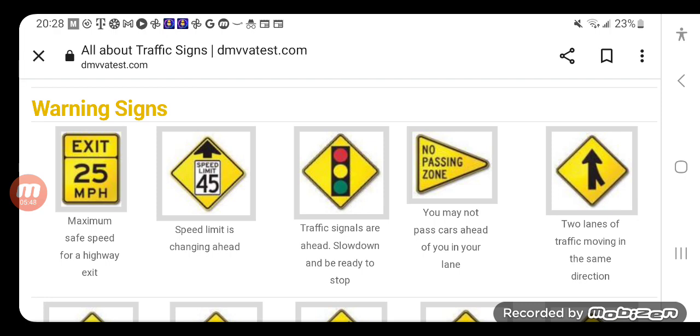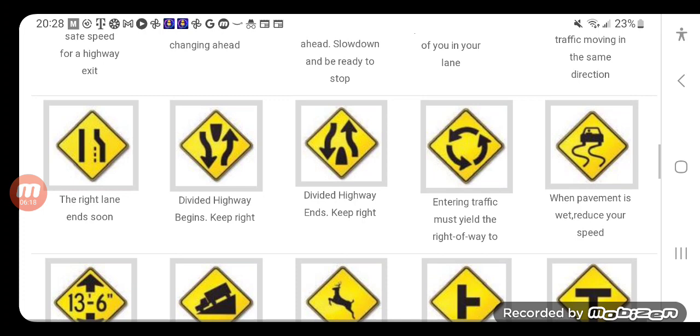You'll see these a lot around schools and hospitals and things like that. So you cannot pass other cars that are ahead of you. This arrow with the indication there on the right shows you that there's traffic merging into your lane going in the same direction. Okay, so you have to be aware of that's coming up.